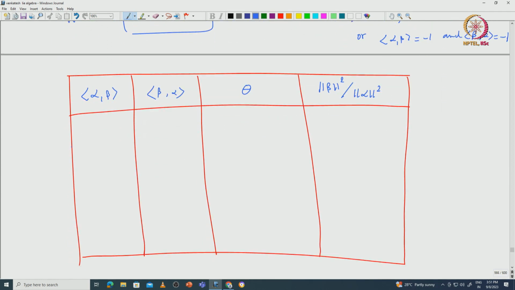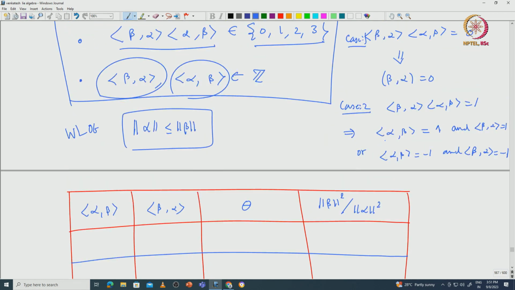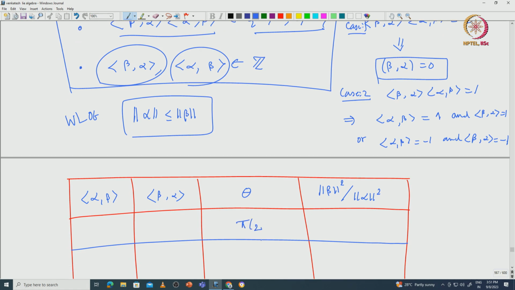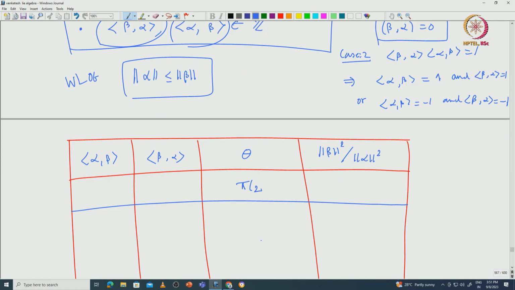You can see that the possibility is, if beta and alpha are exactly orthogonal, then theta will be just pi by 2. In that case you get alpha beta being 0 and beta alpha being 0, and in this case the ratio of norm beta squared divided by norm alpha squared cannot be determined. So, this is undetermined.